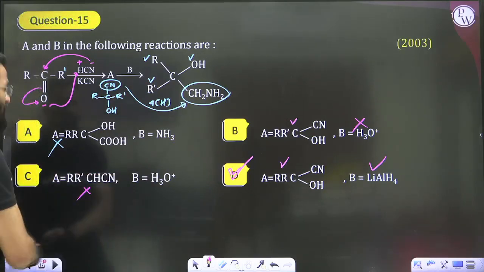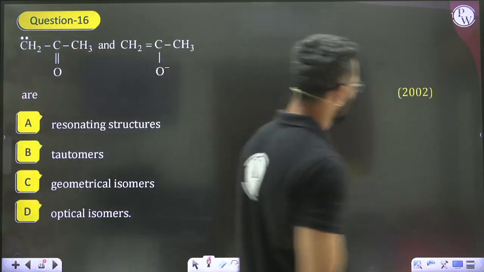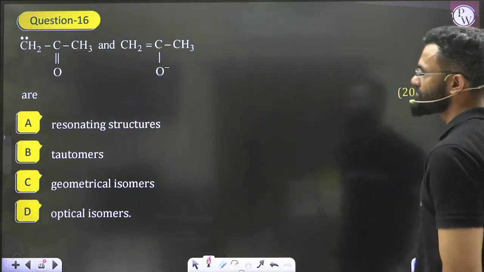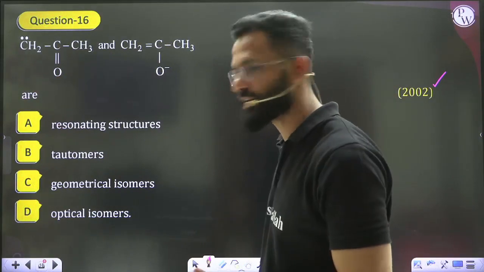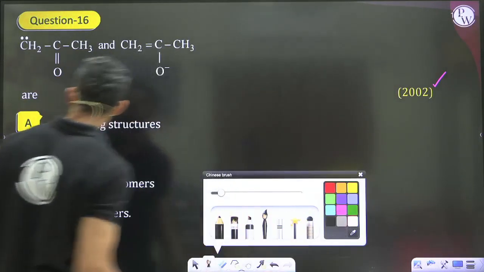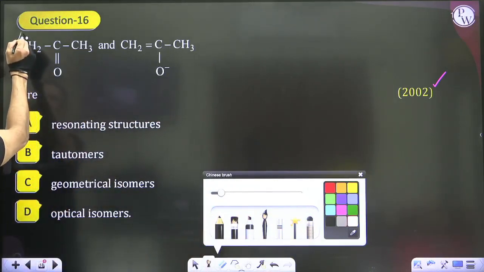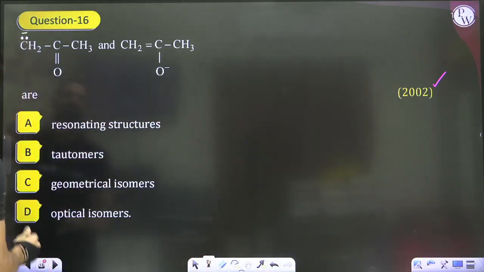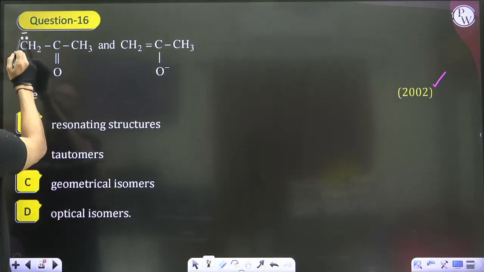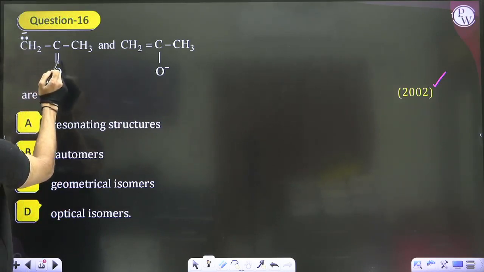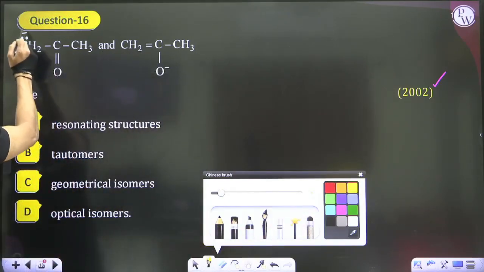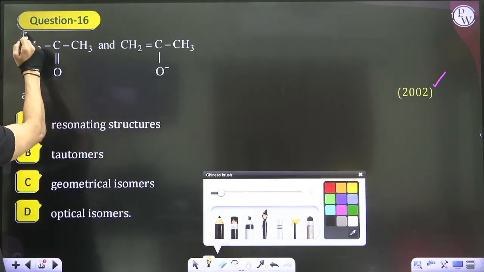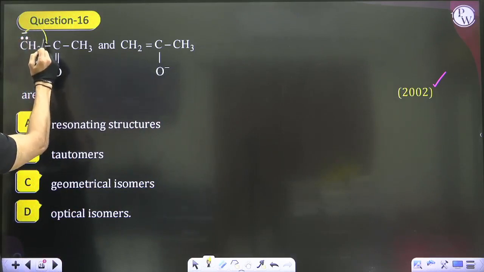Next one, guys, for you all, number 16 from year 2002. The given two structures are related to each other as what? Here there's CH2 carrying an electron pair, meaning the formal charge has to be -1. So when I observe these two structures, I can see the negative charge on carbon is in conjugation with the pi bond. Negative charge alternate pi bond. So in such a case, electron density flows from a highly dense area to a relatively low density area.